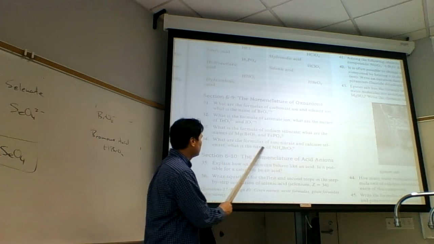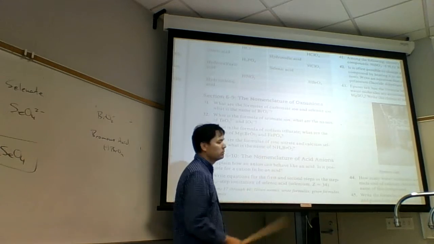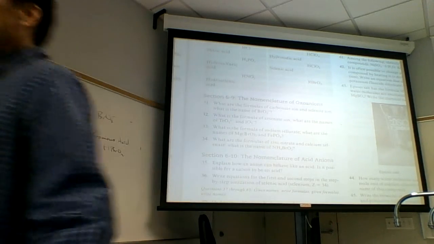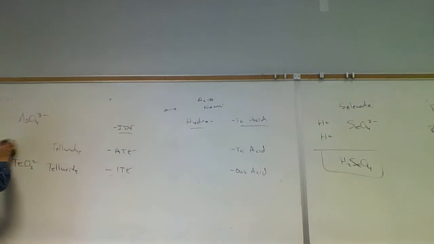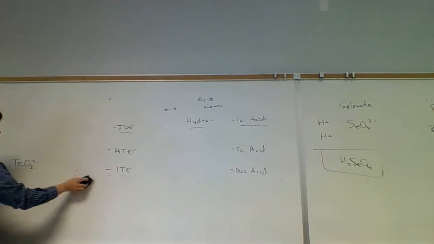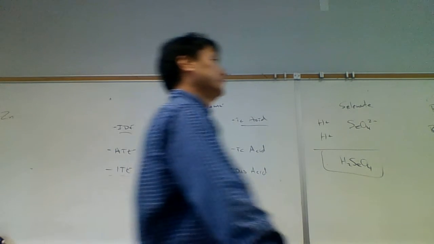All right, what are the formulas of zinc nitrate and calcium selenate? Okay, so let's go with zinc nitrate first. Is zinc a fixed charge or variable charge? Well, zinc is Zn. Is it a fixed charge? It looks like it's in the fixed charge region. Let's take a look. Yeah, it's here.